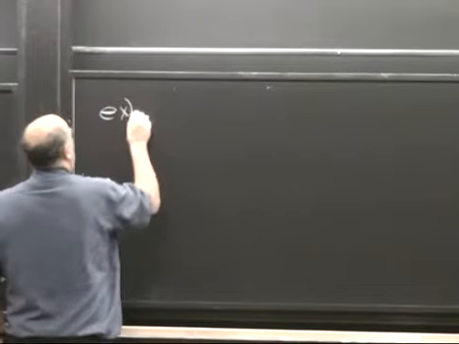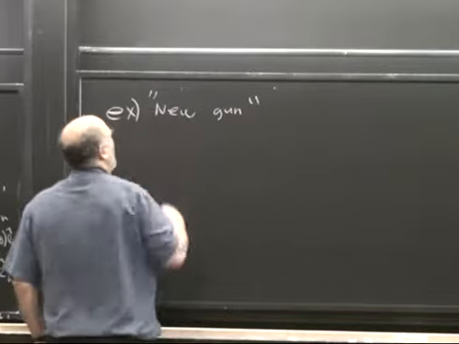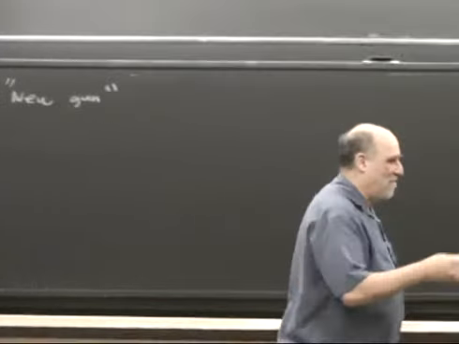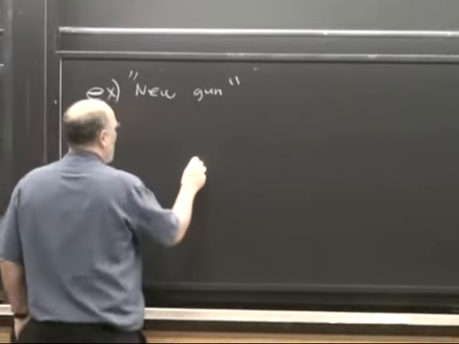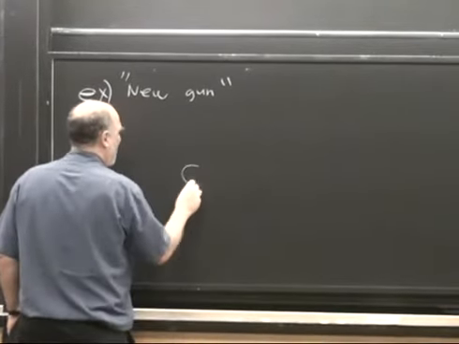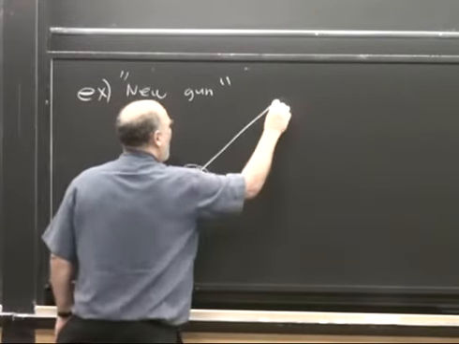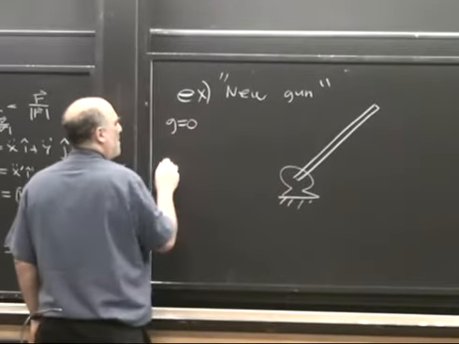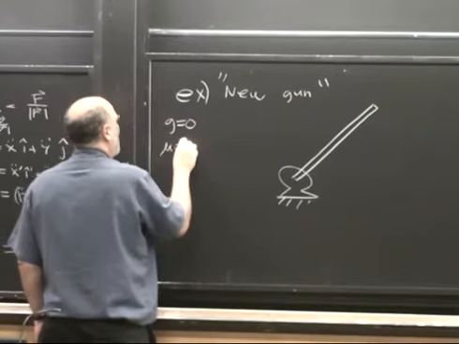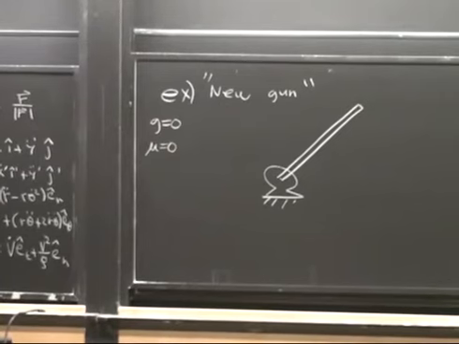This example I'll call the new gun, which is a little machine, and I brought a copy of this machine here. The way this machine works is I'm going to have a motor, and this motor is going to be connected to a rod. For keeping this problem simple, I'll say g equals 0, and I'll say mu is equal to 0, which doesn't mean gravity is 0, and it doesn't mean friction is 0. It means we're neglecting them in this problem. We're approximating them as 0.